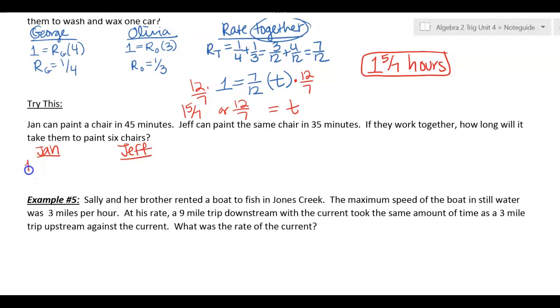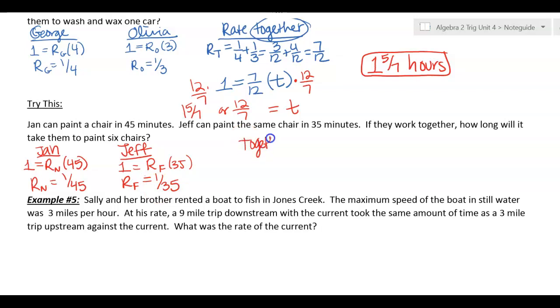So it says Jan can do 1 chair in 45 minutes. I'm going to use the last letters of their name because I don't have it. If I use 45, it's okay. I just have to understand that I'm now changing times to minutes. So this means Jan's rate is 1/45 of a chair per minute. And Jeff can do 1 chair in 35 minutes, which means Jeff's rate is 1/35.